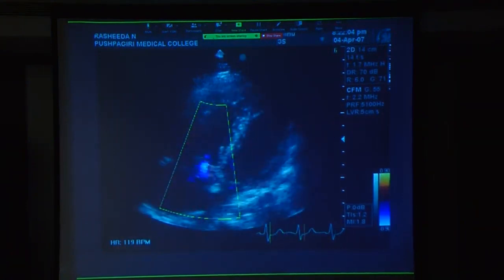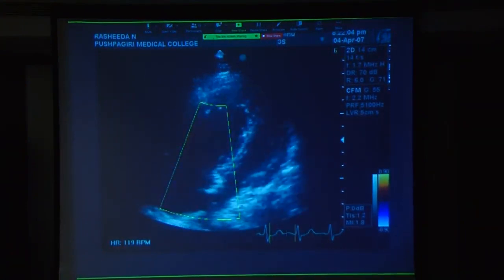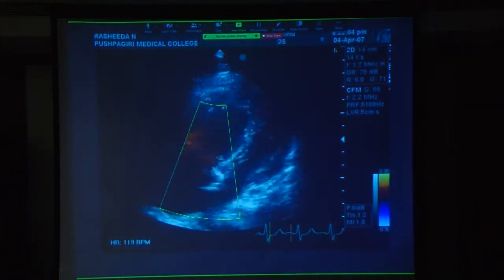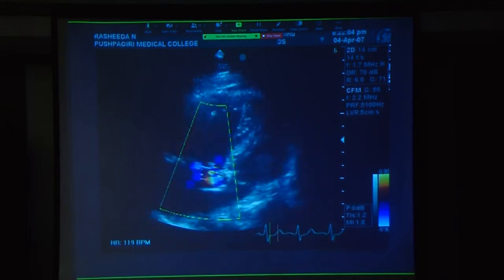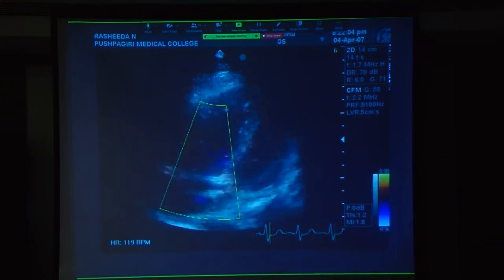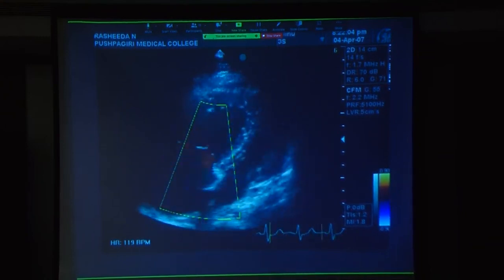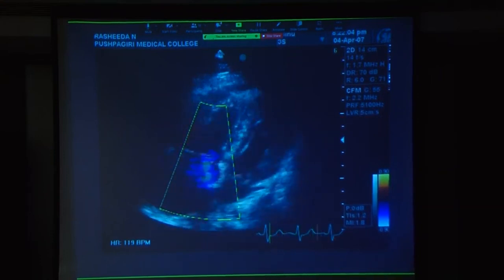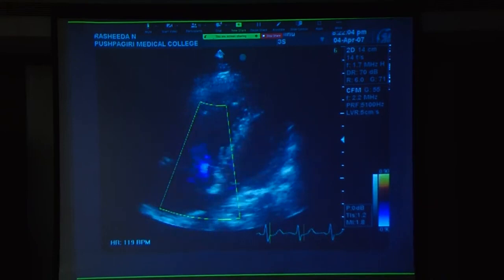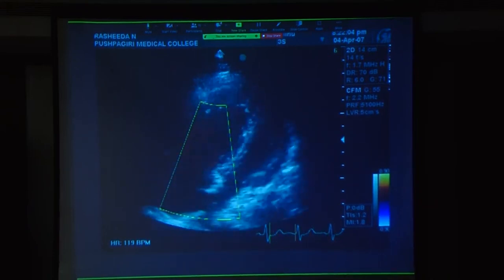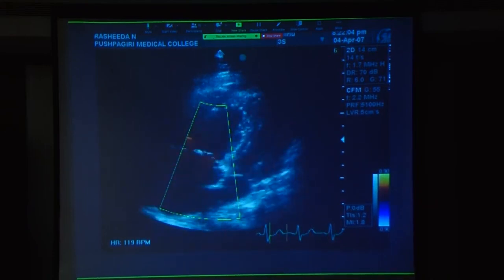Now, when the echocardiogram was done, you could see that the right atrium and right ventricle were significantly dilated. So when you see a patient with a dilated right atrium and right ventricle with breathlessness, always think in terms of pulmonary embolism. When you have a moderate or severe, massive pulmonary embolism, the right atrium and right ventricle immediately dilate, it balloons out.